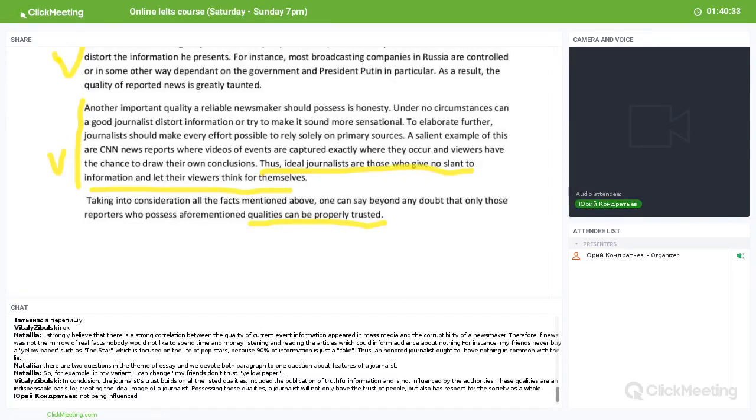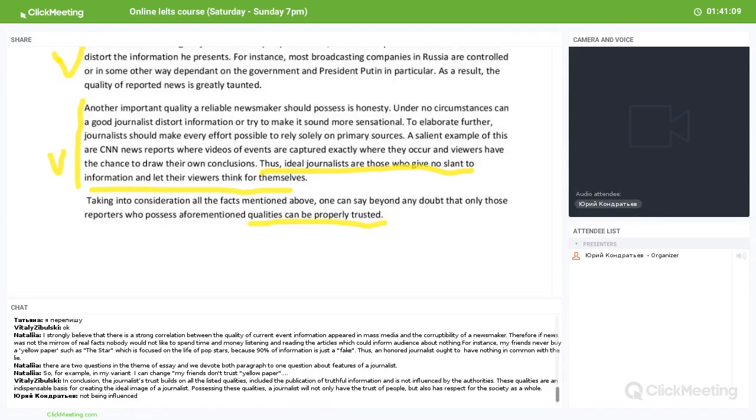"These qualities are an indispensable basis for creating the ideal image of a journalist. Possessing these qualities, a journalist will not only have the trust of people, but will also have the respect from the society as a whole." You can make inversion here. Not only will a journalist have the trust of people, just put not only before journalist, and then it will be inversion. This will be very beneficial for your score as well.